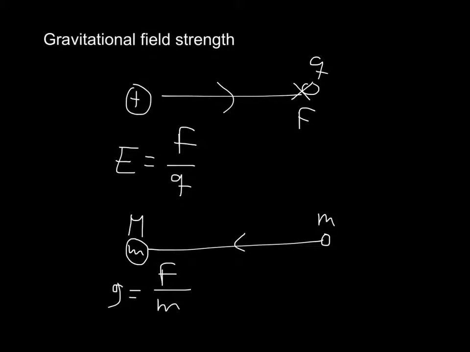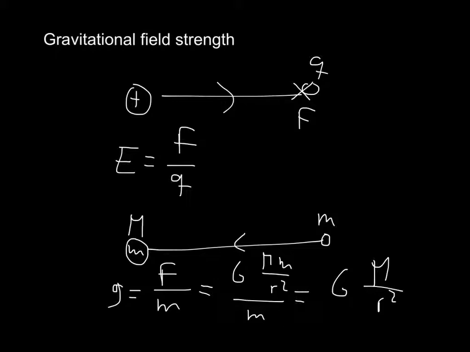Now, the beauty of this is that if I put this in my equation, I get G m over r squared divided by m, and of course this does not depend on the small mass, because it is precisely the force per unit mass. And that's the expression for the gravitational field strength.